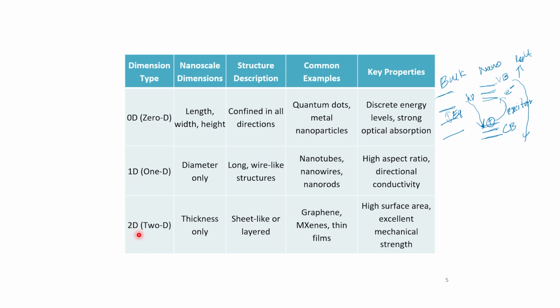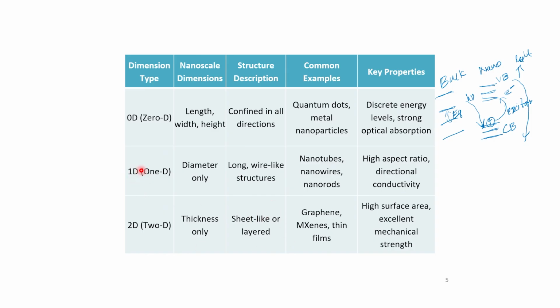Now, there is 2-dimensional or 2D type. So, the nanoscale dimension is thickness only. In 2 directions, your electron is not confined, it is only confined along the thickness. So, in 2 dimensions, your electron is not confined.